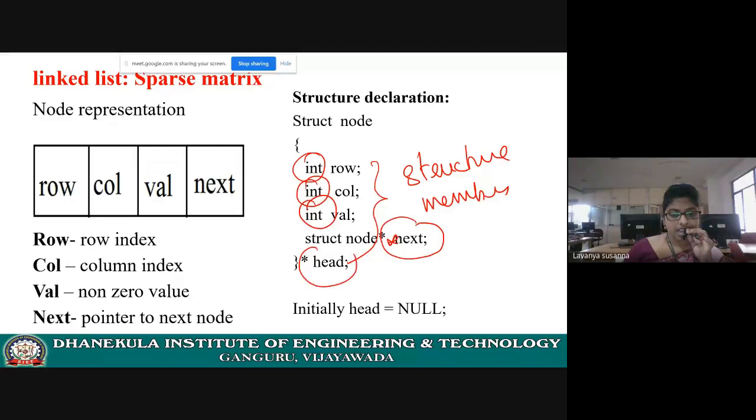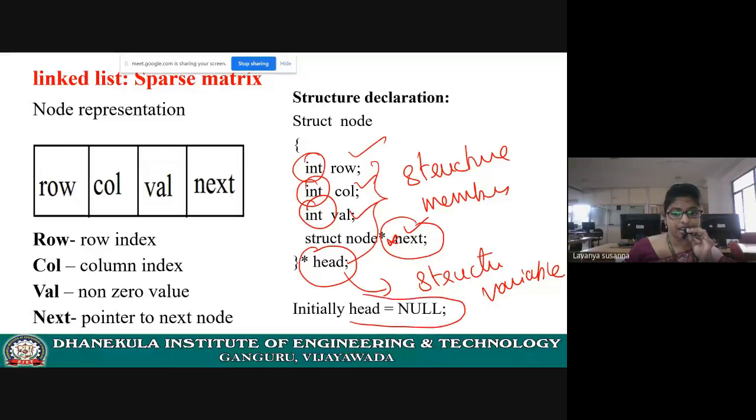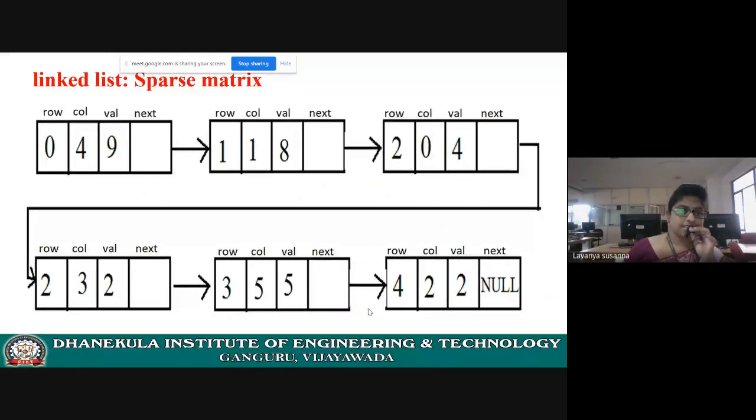Next, star head. What is this? This is a structure variable. See, all these are basics. Without knowing these basics, you cannot write the algorithm. Using this structure variable only, you can access the structure members like row, col, val, next. Initially, head will be null. In this way, you have to represent the linked list representation of a sparse matrix.